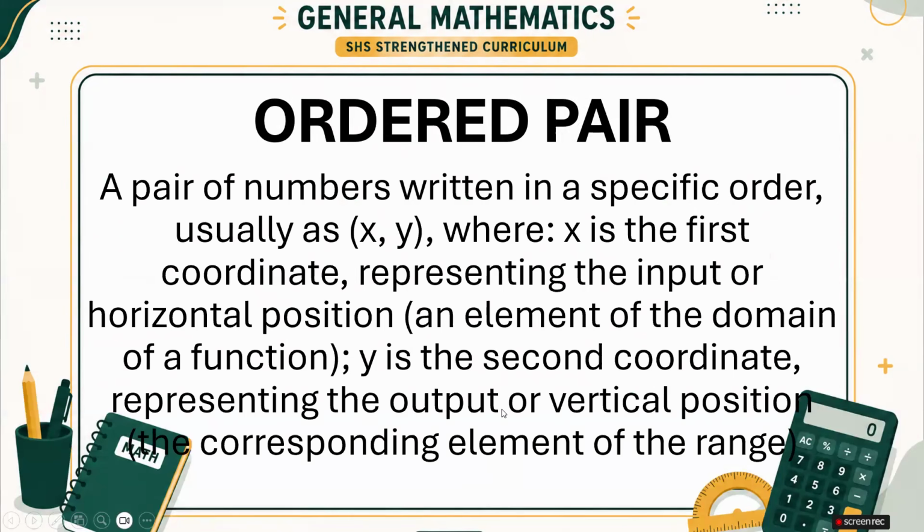This will lead us to the definition of an ordered pair. An ordered pair is written in the form (x, y). The first number is x and the second number is y. So for example, you have the given ordered pair (3, 5).